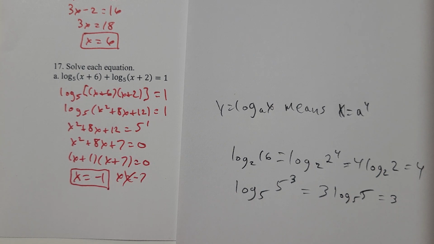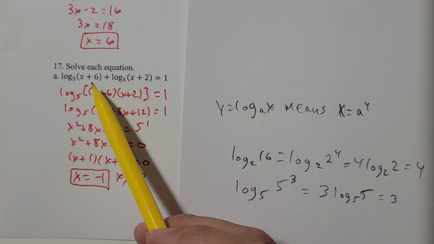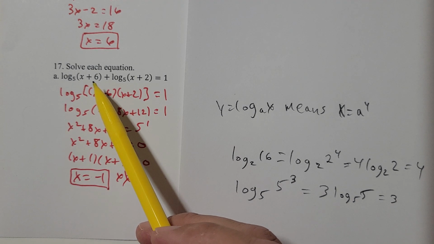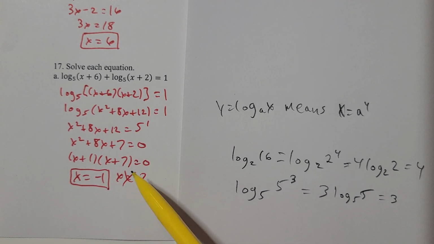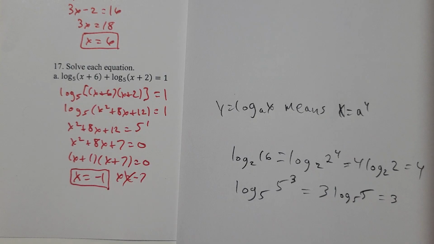I got to check that. So let's plug in negative 7 first. Whoops. Negative 7 plus 6 is negative 1. And you can't take a log of a negative number, right? I'm also going to get negative 5 right here. You can't take a log of a negative number. So negative 7, that'd be an extraneous solution. Go ahead and throw that away.